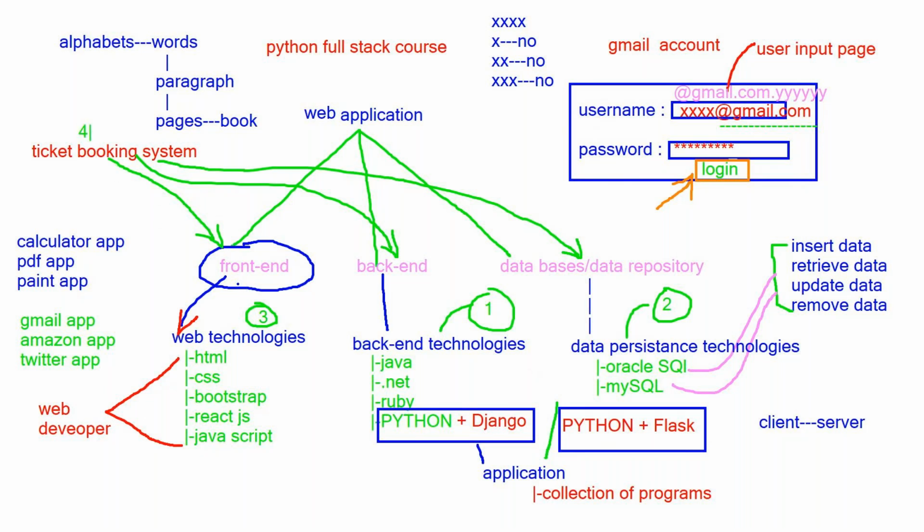So now we are eligible to develop web applications by using all these three technologies. So web application means what? Indirectly, web application is, okay, I will write it in the next slide. One minute.